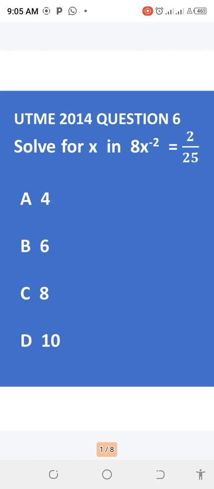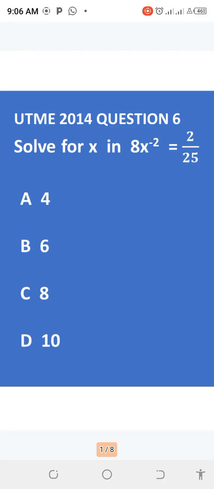Now we are going to continue from there. We are not going to talk much about the laws, but we are going to attempt past questions. The first question on the board is the one on the screen, taken from UTME 2014, question number 6 of that year. The question reads: solve for x in 8x raised to power negative 2 equals 2 over 25.